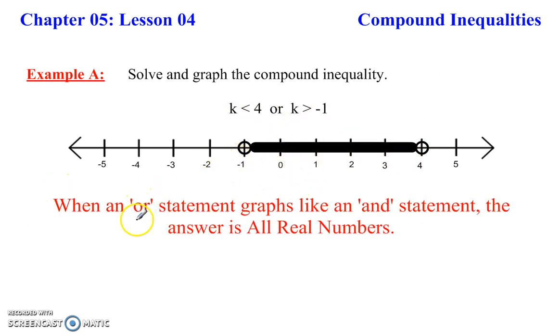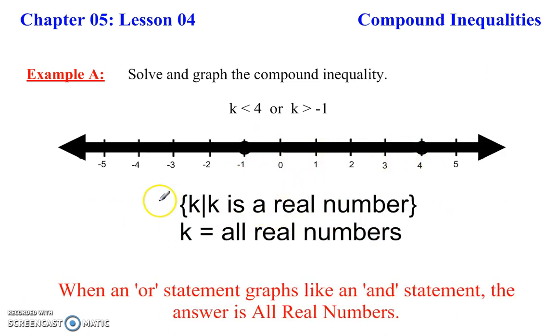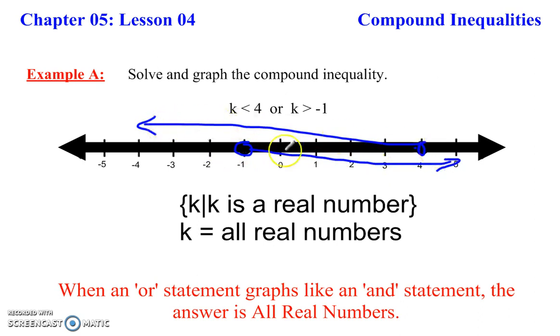Okay, so when an or statement graphs like an and statement, when it looks like, okay, here's this part and there's that part, and they overlap, then the answer is all real numbers, because this arrow is going to go from this position right here all the way past the other one. This one's going to go all the way past that one and include all real numbers. So you could write it in set builder notation, all values of k such that k is a real number, or k is all real numbers.